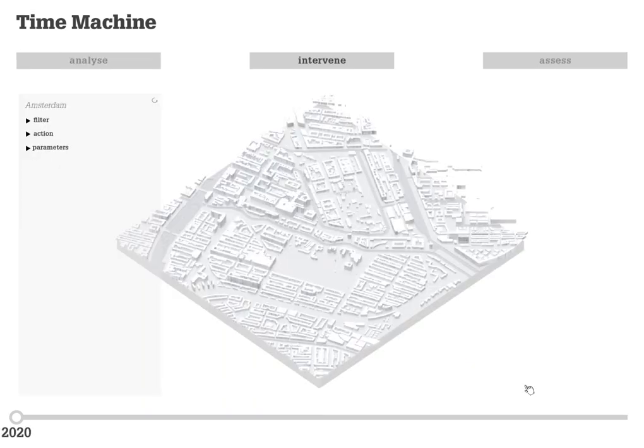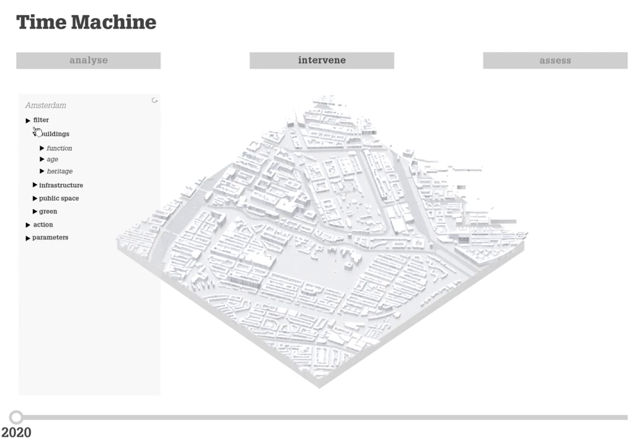As you can see in the window on the left, the Intervene tab consists of 3 elements: filter, action, and parameters. Let's go through them one by one. By clicking on filter, we can choose where we want to intervene. Do we want to counter aging in buildings, infrastructure, public space, or in green spaces? Let's say we want to intervene on our aging buildings.